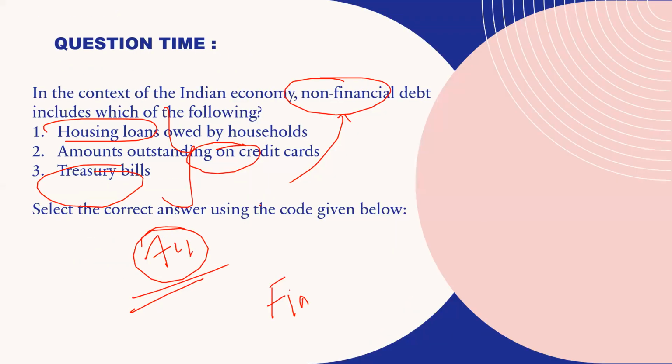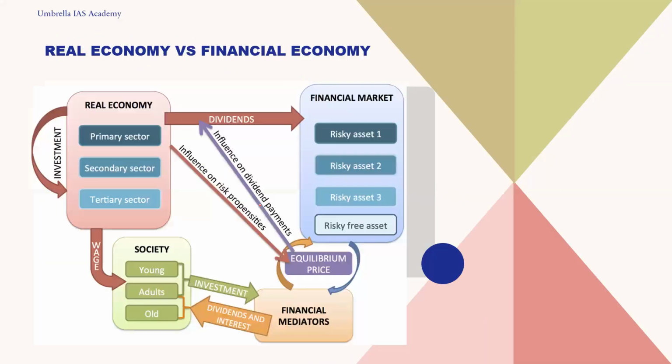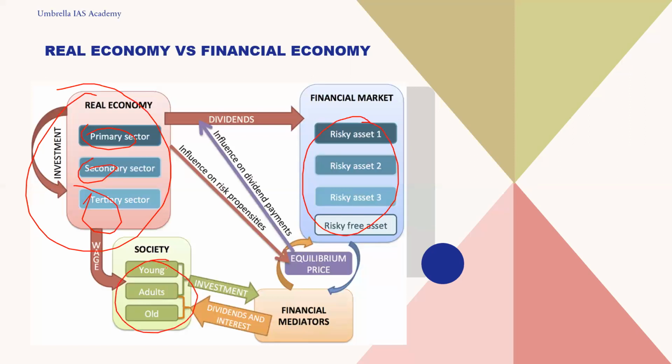So I'm trying to cover most of these words. Here again, real economy is basically, yes, primary sector, secondary sector, tertiary sector. This is called basically real economy. And yes, this is the financial economy, the financial market. And this is the society which invests and takes some dividends. So this is how the entire economy runs: real economy versus financial economy.